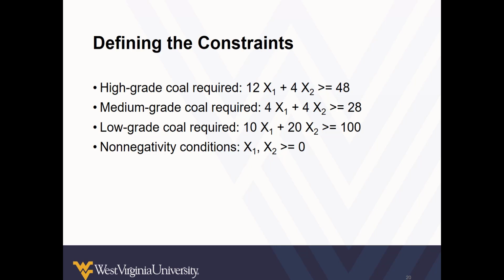We know that we're required to produce 48 more tons of high-grade coal, 28 more tons of medium-grade coal, 100 more tons of low-grade coal, and we know that the number of shifts can't take a negative value. We can't have a negative number of shifts in this case because we're increasing production. Although in some staffing scenarios, negative values may be possible when looking to find shifts to cut, for example.